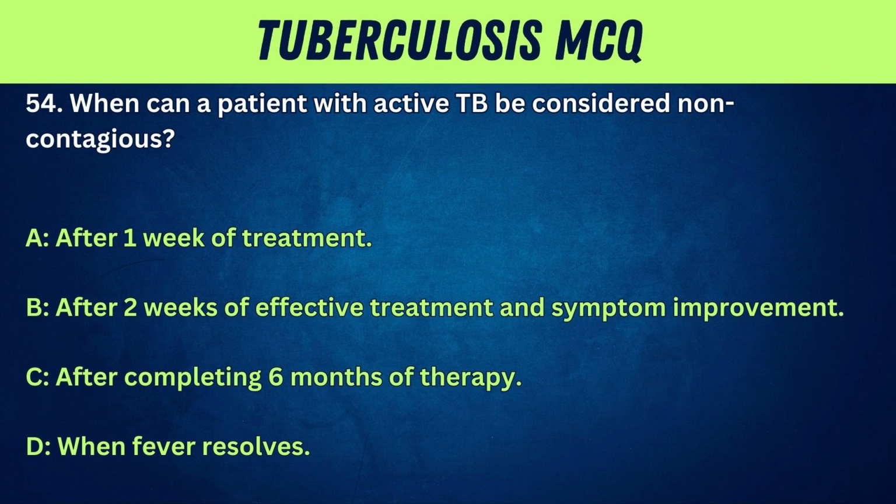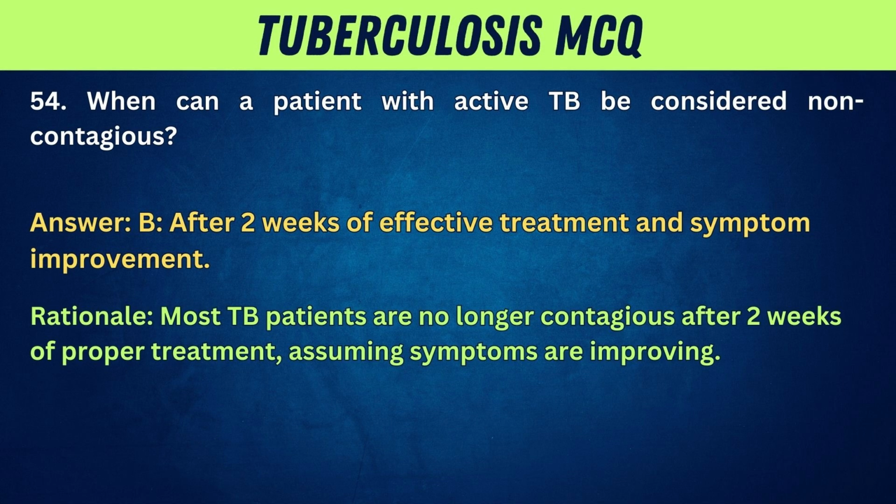54. When can a patient with active TB be considered non-contagious? A. After 1 week of treatment. B. After 2 weeks of effective treatment and symptom improvement. C. After completing 6 months of therapy. D. When fever resolves. Answer: B. After 2 weeks of effective treatment and symptom improvement. Rationale: most TB patients are no longer contagious after 2 weeks of proper treatment, assuming symptoms are improving.